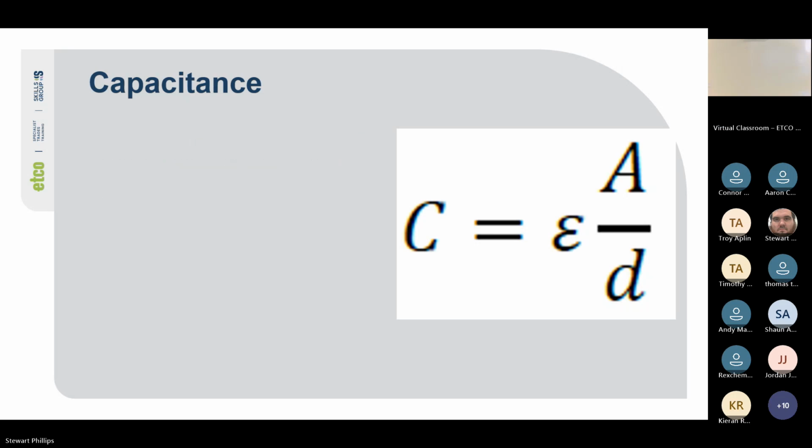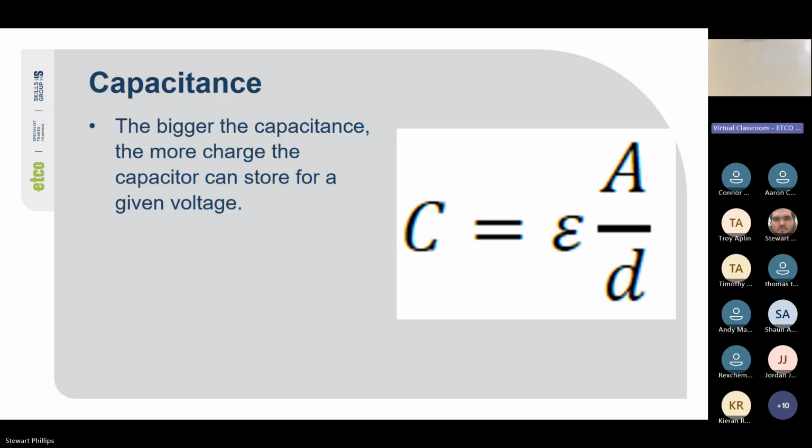Cool. So this only works up to a point. If the voltage gets too high, the insulating material, or the dielectric, between the plates will break down. When that happens, the charge will leak or jump across the gap, and the capacitor will be damaged, and it will basically be a short circuit. But the bigger the capacitance, the more charge the capacitor can store for a given voltage. So they will be rated for certain voltages.